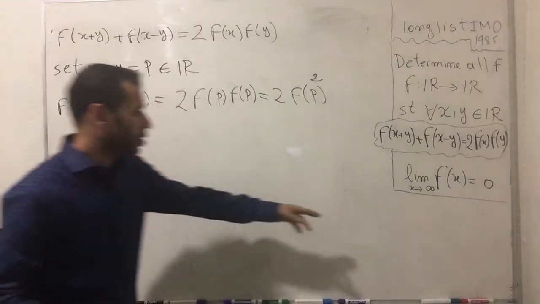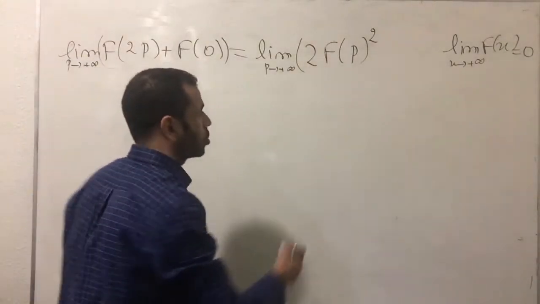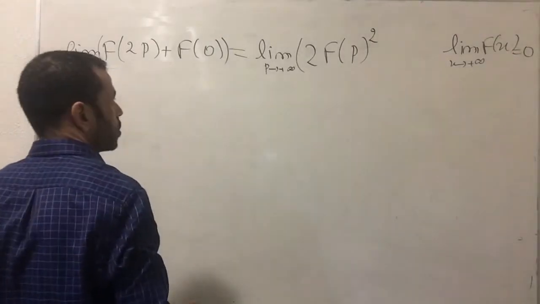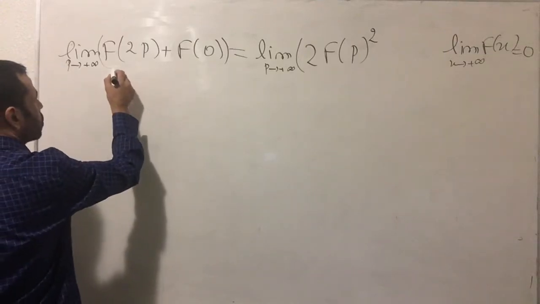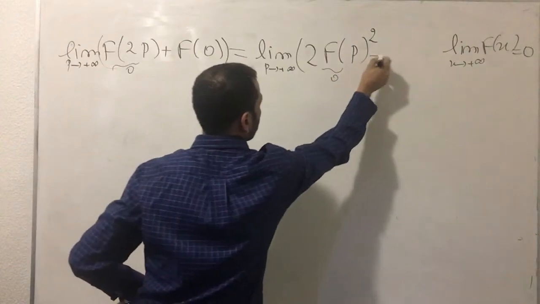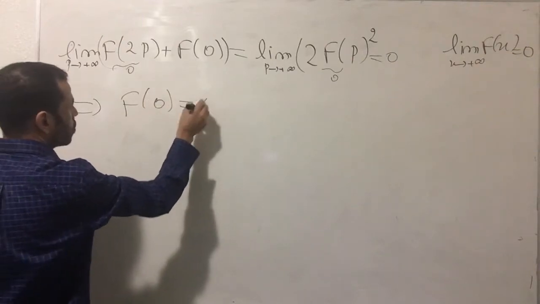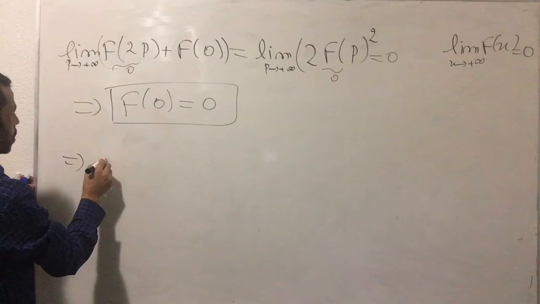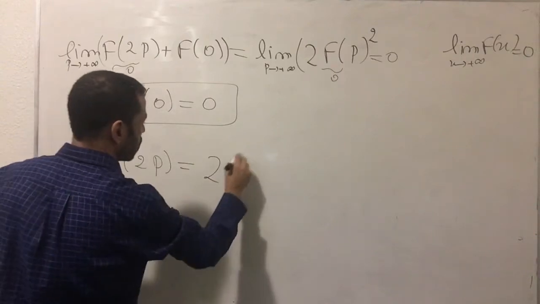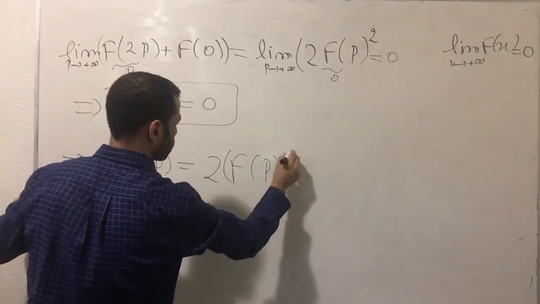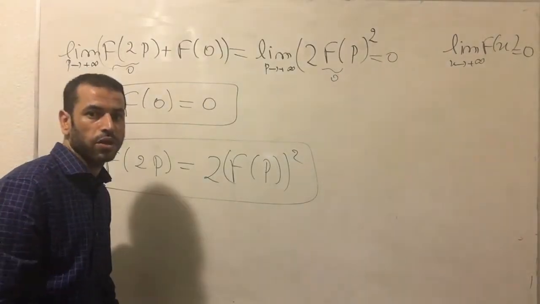Since we have the limit of f(x) equal to 0, I'm going to apply the limits on both sides. Since the limit of f(x) equals 0 as x goes to plus infinity, the same thing as p going to infinity, this one will be 0, this one will be 0, so the whole thing will be 0. That means f(0) equals 0. Now my equation becomes f(2p) equals 2 times f(p) squared. Now I found the first equation. Let's move on to the next step.